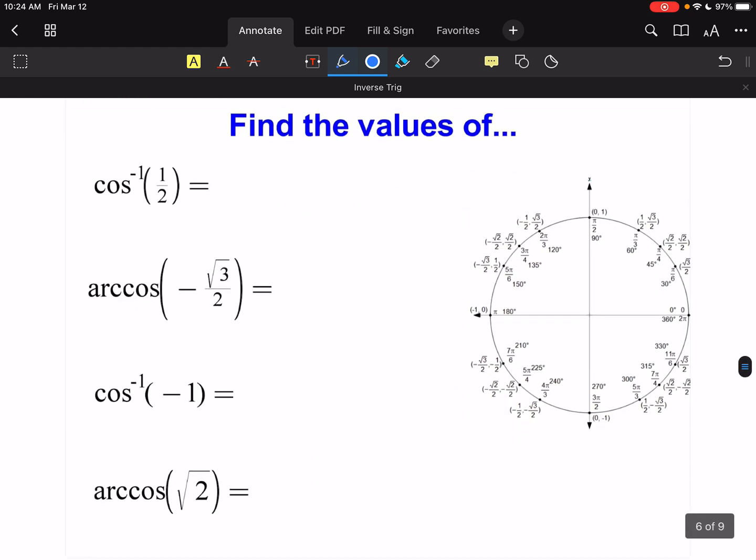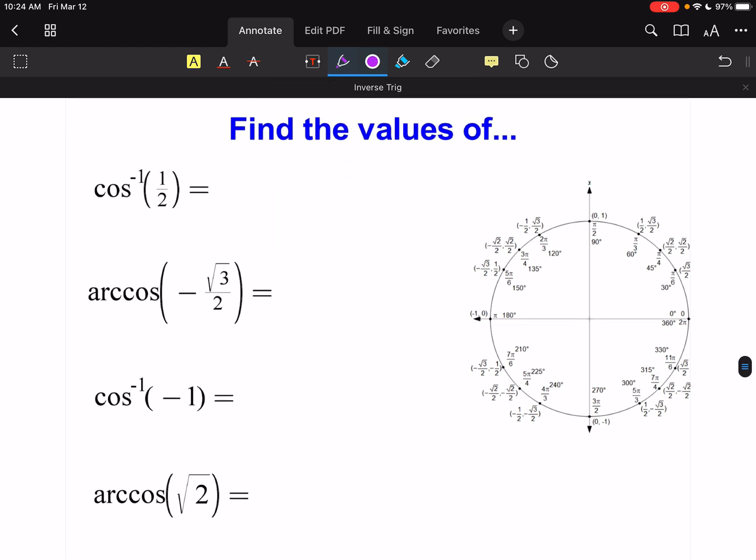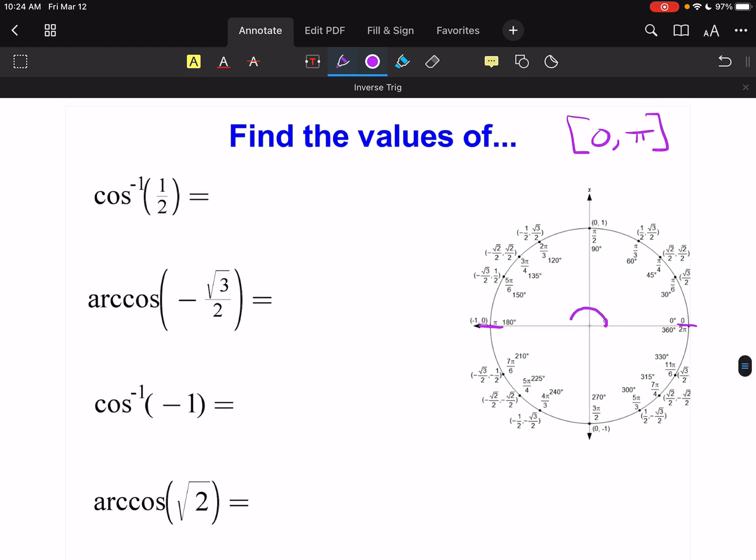Now, we have to talk about where that happens. I'm looking at 0 to pi. So here's 0, here's pi, because remember, I'm restricting myself to 0 to pi. So here would be my largest possible rotation. So my answers for inverse cosine are the top half of my unit circle, quadrant 1, quadrant 2.